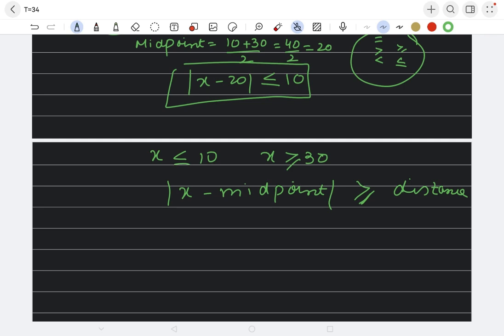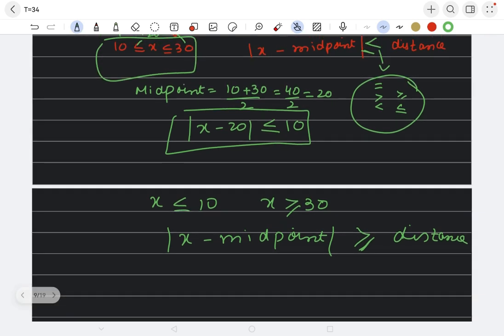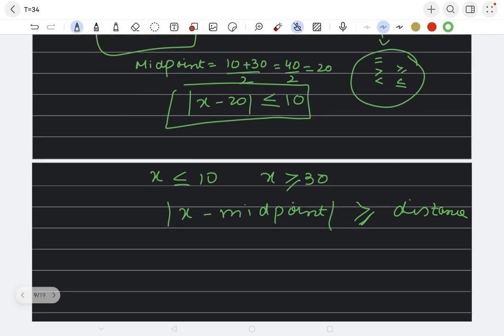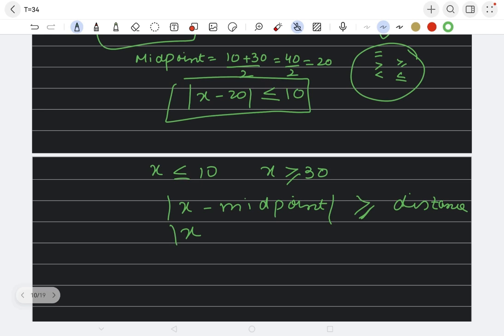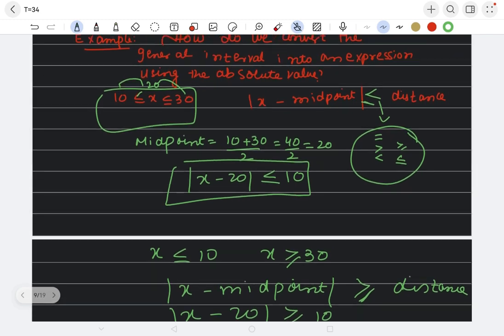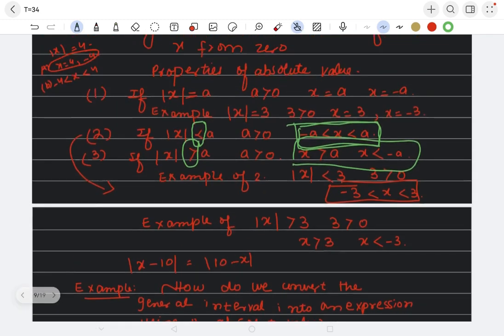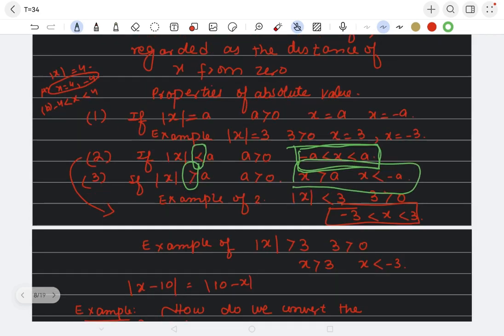Why greater than equal to? Because the interval which they have given us, they haven't given us only less and greater. They have given us greater than, less than equal to, greater than equal to. That is why we are putting the equal to sign as well. The rest of the data is the same. Our midpoint is the same. Our distance is the same. That means it will be x minus 20, but this time it is going to be greater than equal to. So I told you the formula is the same, but we put this middle sign according to the property of the absolute value.